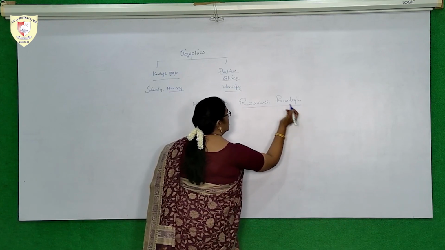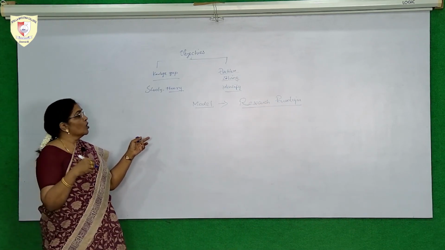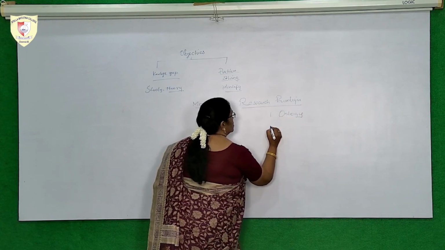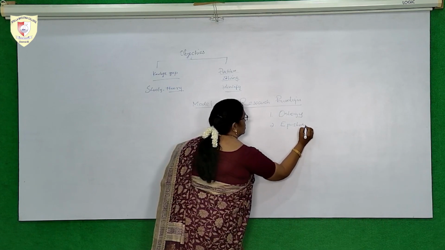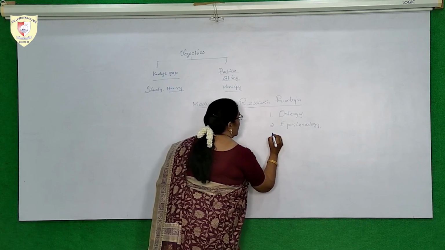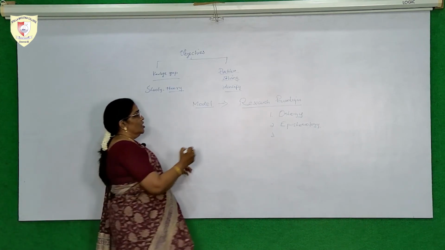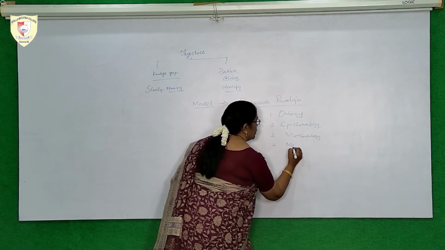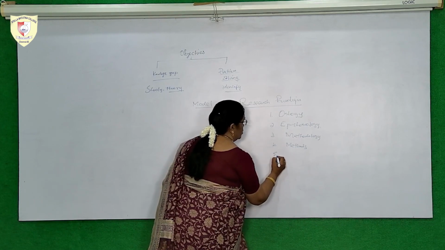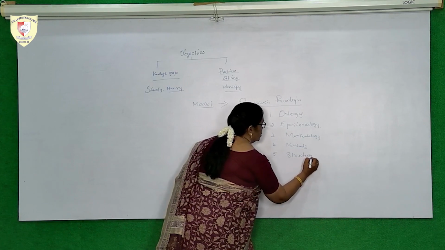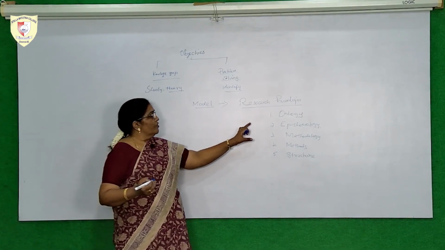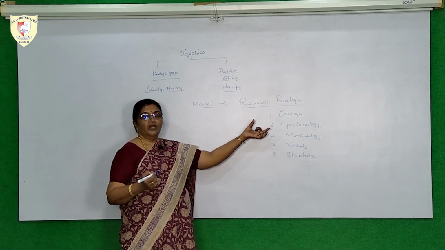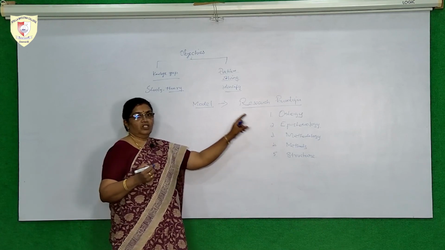In order to advance the research, we should know the advanced concepts of research. What are they? One is ontology. The second one is epistemology. The third one is methodology. The fourth one is the methods. And the fifth one is the structure. This is called a research paradigm, because whenever you want to develop a model, you have to follow all these steps and have an advanced knowledge of the research concepts.